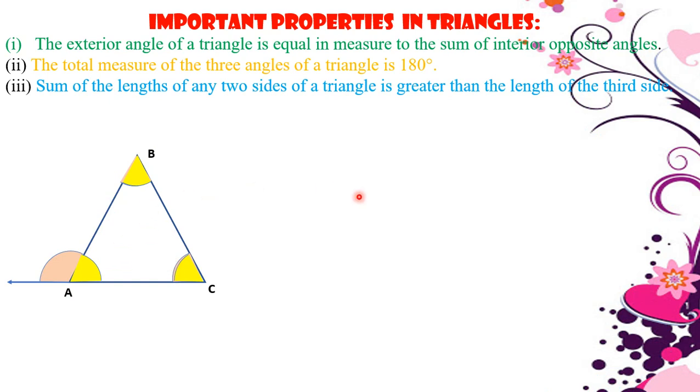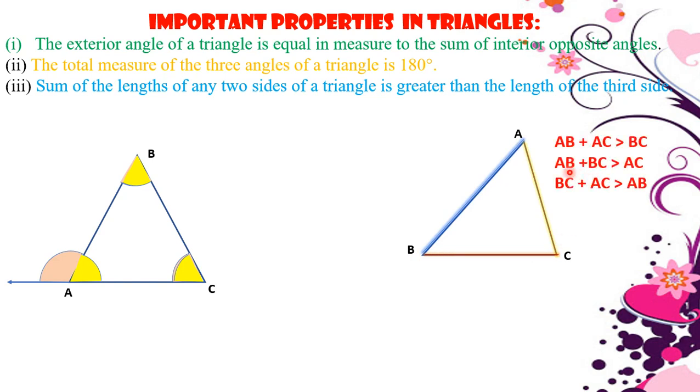Now we also know that the sum of the lengths of any two sides of a triangle is greater than the length of the third side. So if we have the triangle ABC, then we can say AB plus AC is greater than BC. Also AB plus BC is greater than AC. Again BC plus AC is also greater than AB.